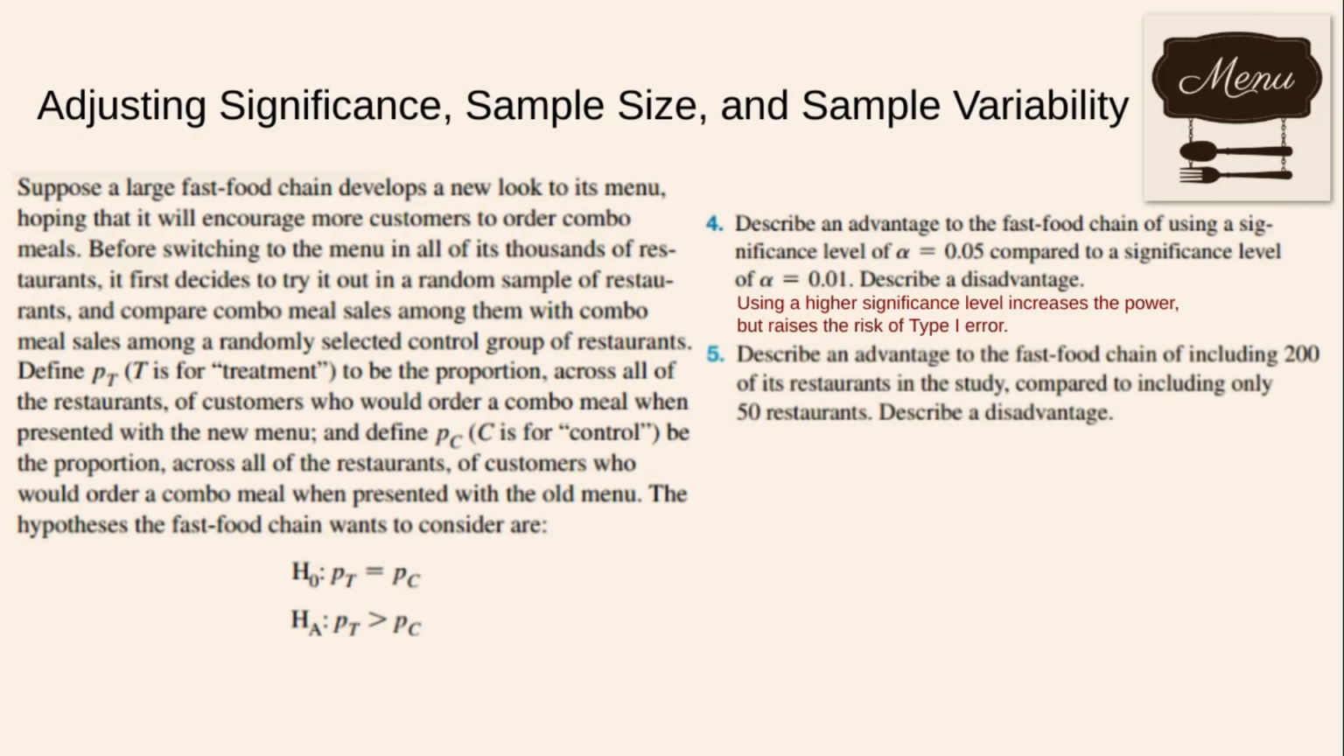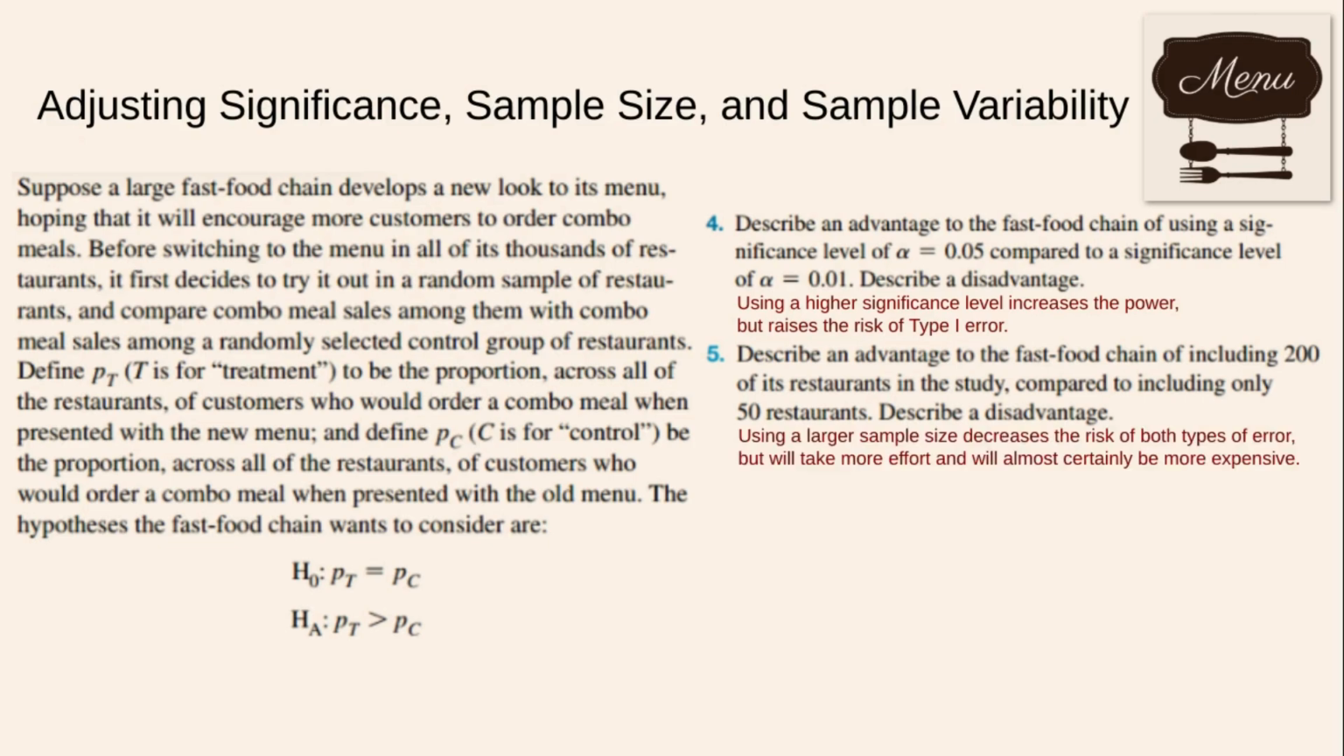Number 5. Describe an advantage to the fast food chain including 200 of its restaurants in the study compared to including only 50 restaurants, and then describe a disadvantage. And by the way, you may be wondering why this problem starts with number 4. I decided not to do numbers 1 through 3 earlier in the section, so we're starting with number 4 because that's how we roll. Okay, so describe an advantage and a disadvantage, right? Give this one a go, pause the video, unpause when you want to see the answer. Okay, I'll assume we're ready to continue.